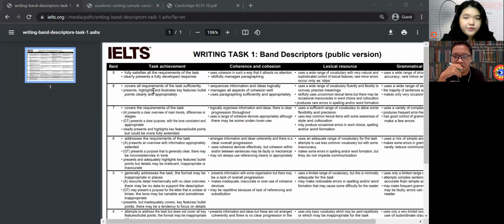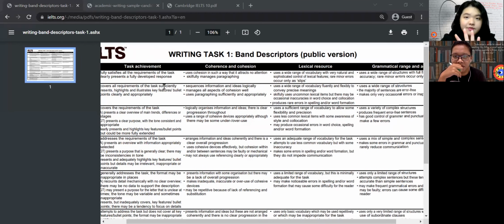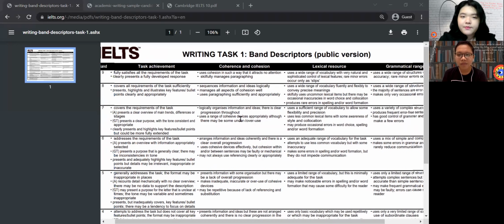Okay, so we have 4 aspects that are being assessed for the writing test. For writing task 1 and writing task 2, it's actually quite similar. Today we're going to discuss writing task 1 first, so you get the general thing. Basically, first, how well do we answer it? Or in Indonesian, nyambung nggak? Nyambung nggaknya with the question.